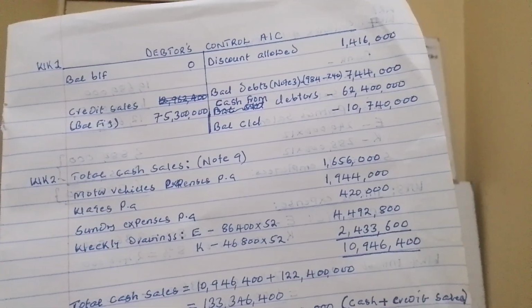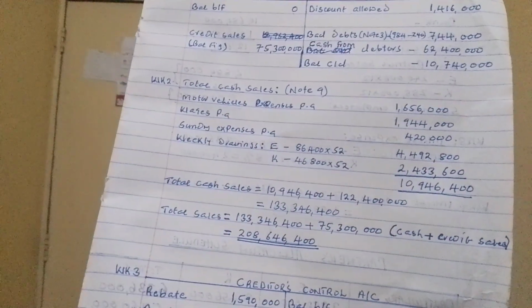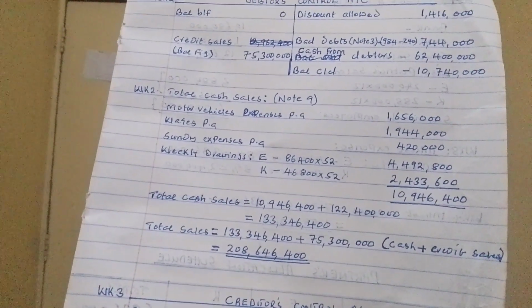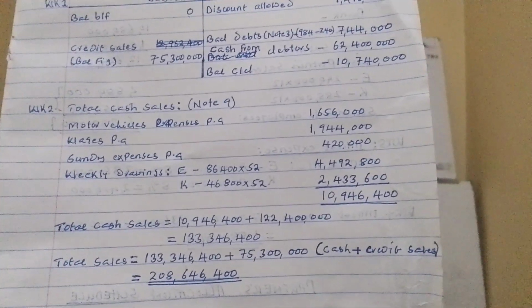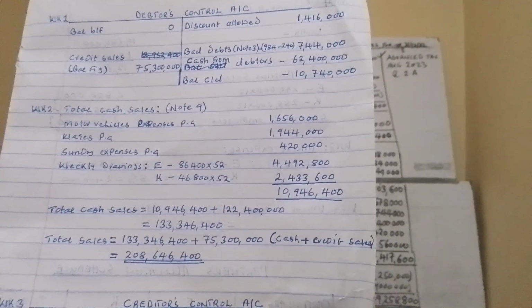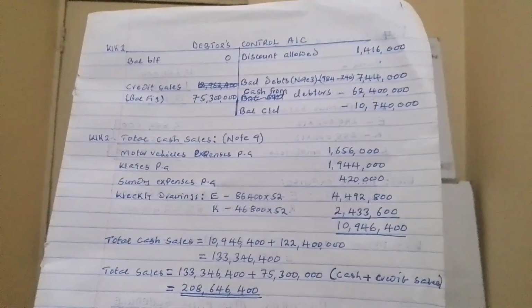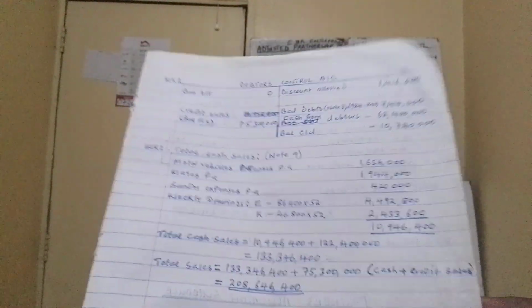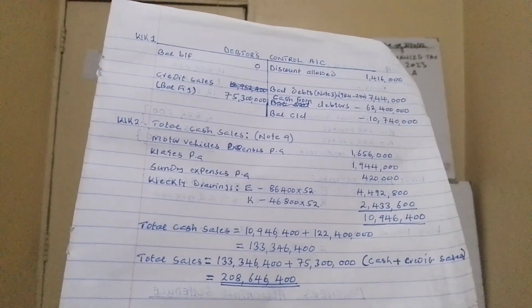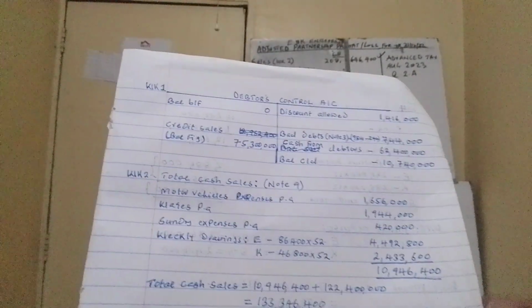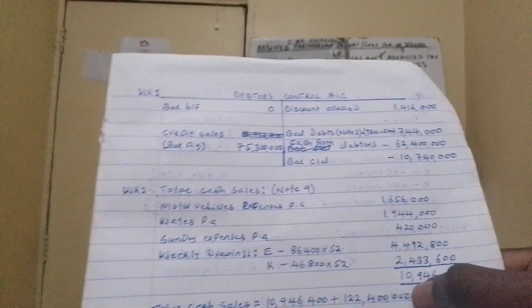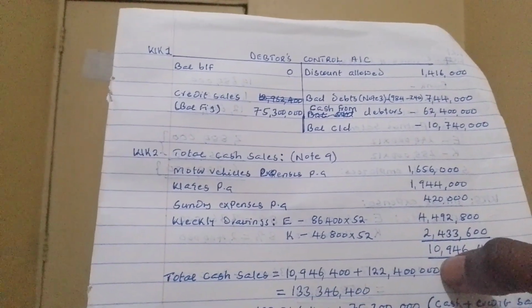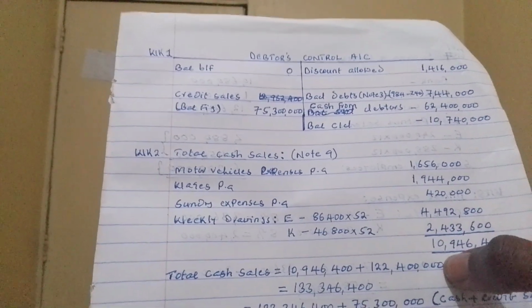The note number 9, I've told you, we got 10,946,400. We also plus 122,400,000. Those were the cash sales. So you can see what I've done there. You should be able to see this figure here. See where my figure is.